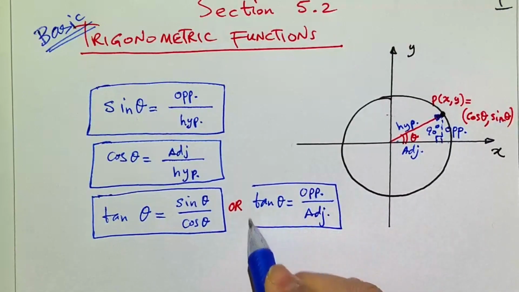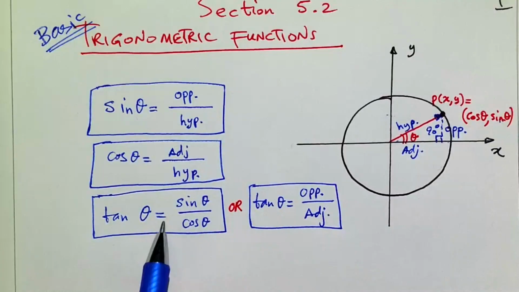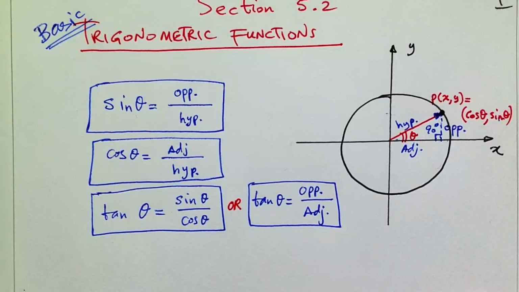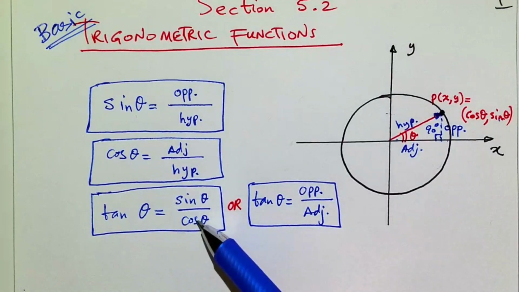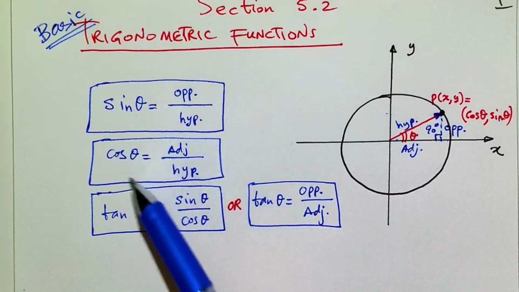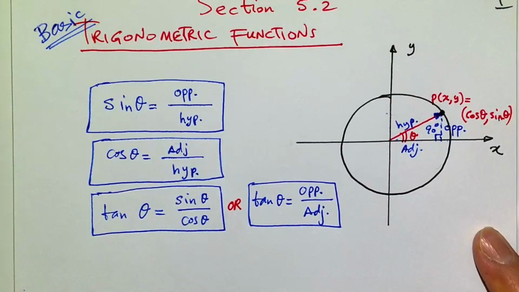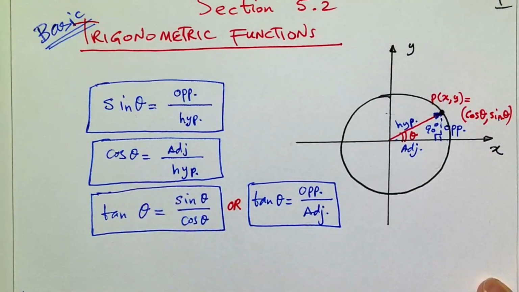Your book, I believe, mentions both, but this is more valuable to remember. But this is also useful on some occasions. So I'd say it's worth remembering both relationships for tangent of theta. But you can see here, like I mentioned, if you know sine and cosine, you can calculate the ratio and get the tangent. So that's why we like to memorize the sine and cosine.